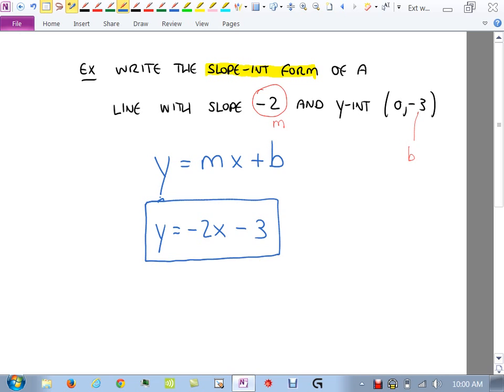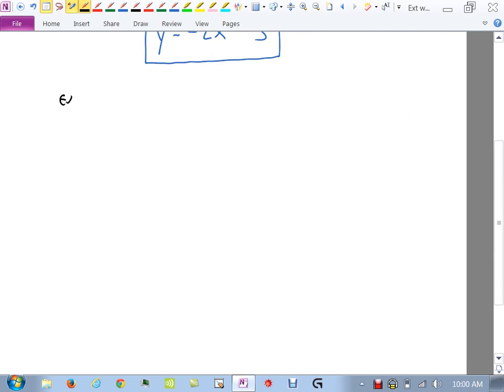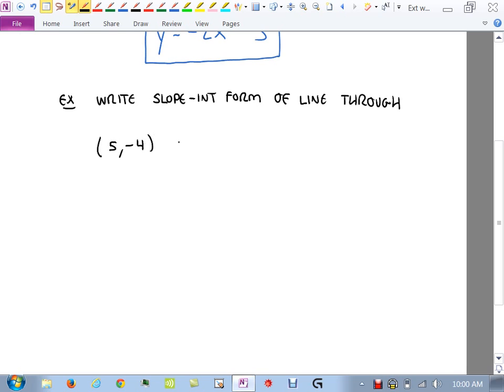Now, the next one I'm about to do is similar to this, but a little more challenging. All right, let's see if we can figure this one out. Write the slope-intercept form of the line through (5, -4) and with slope 1/2.